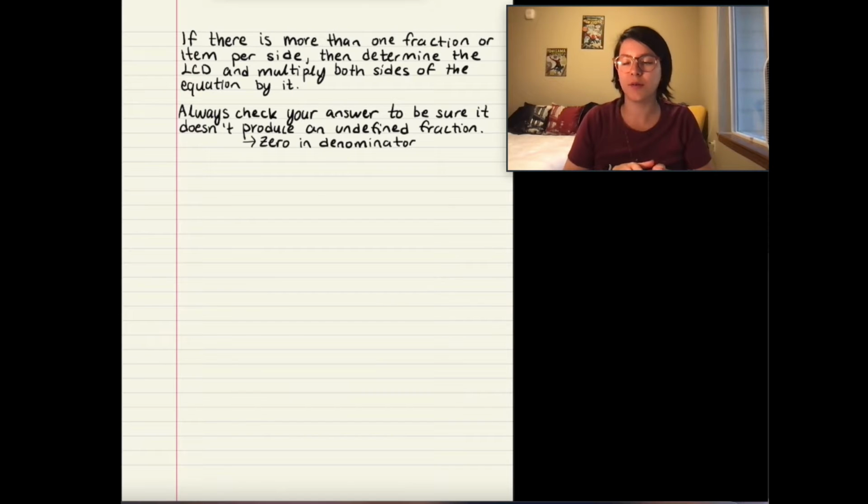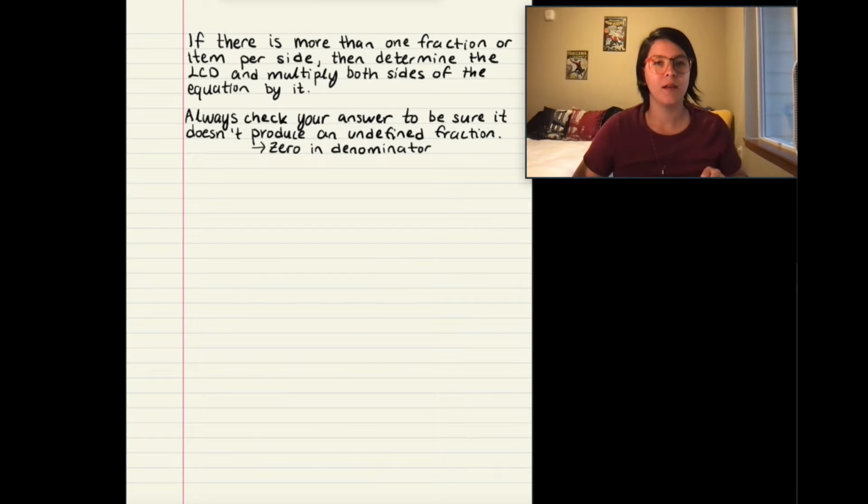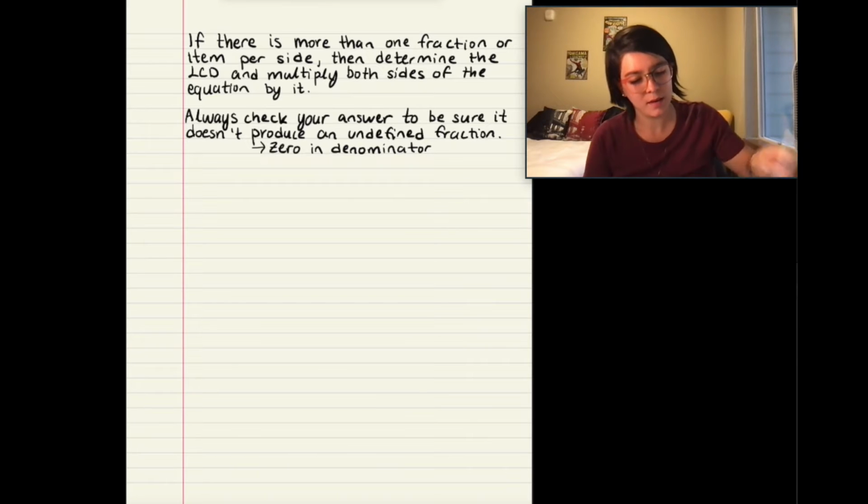Alright, so when we're solving rational equations, we want to first identify if there is more than one fraction or item per side of the equation, and then we'll determine the least common denominator and multiply both sides of the equation by it. Finally, we'll always want to check our answer to be sure that it doesn't produce an undefined fraction. This means having a 0 in the denominator, so we want to avoid that. That's a lot of words.